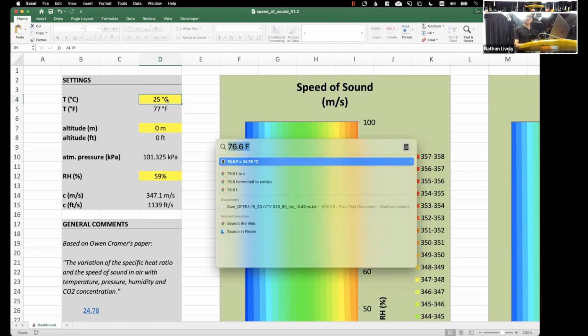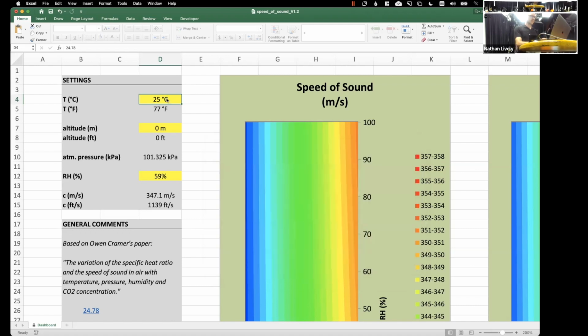I don't think that's correct. What is 76.6 degrees Fahrenheit in Celsius? It's 24.8 degrees Celsius. Oh, okay. 24.8. Why does it say 77 then? Oh, because it's almost 77, 76.6. Okay, no problem. And my altitude is something like 800 meters, I think. And okay, so then we get a speed of sound.